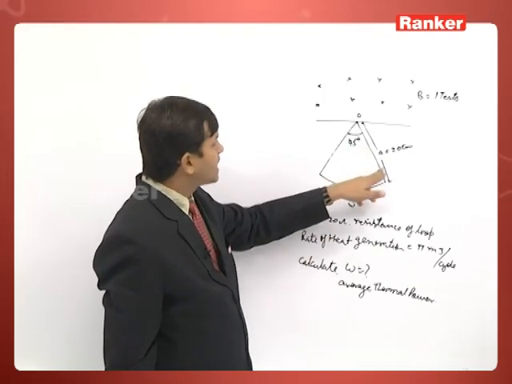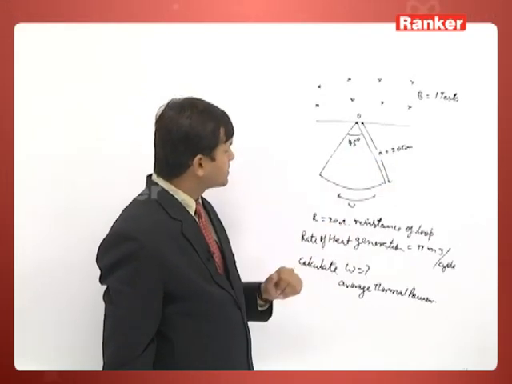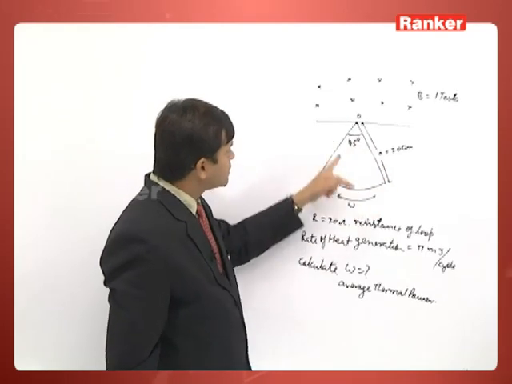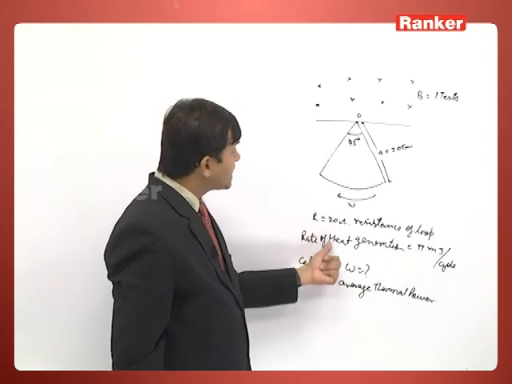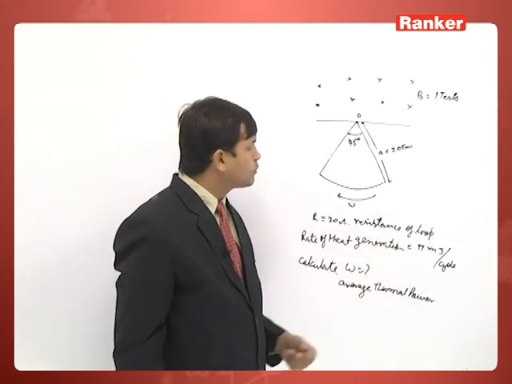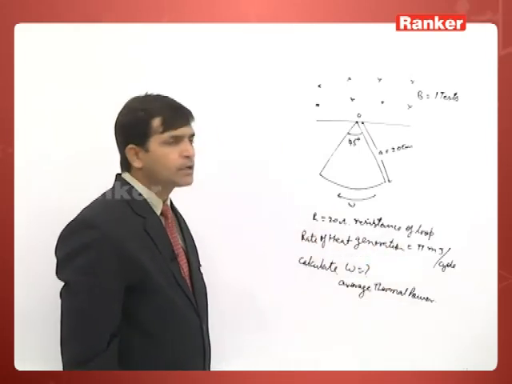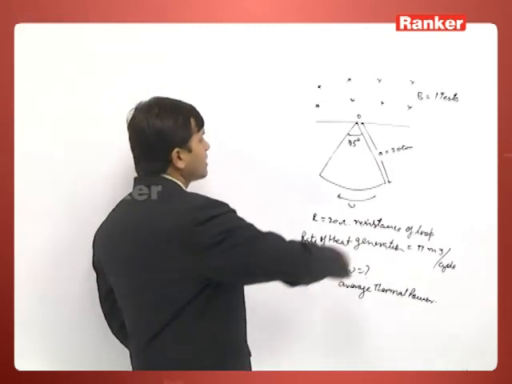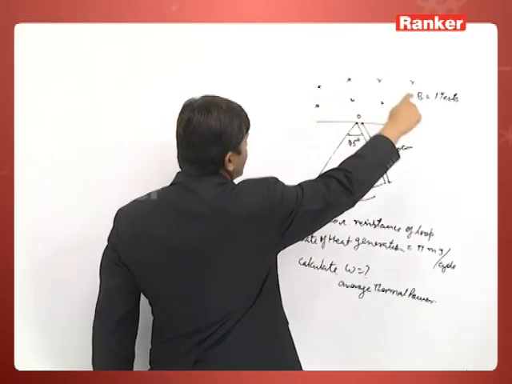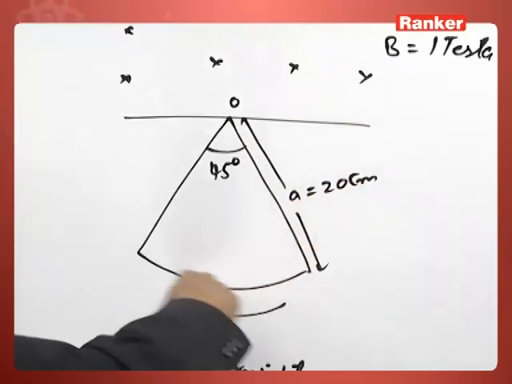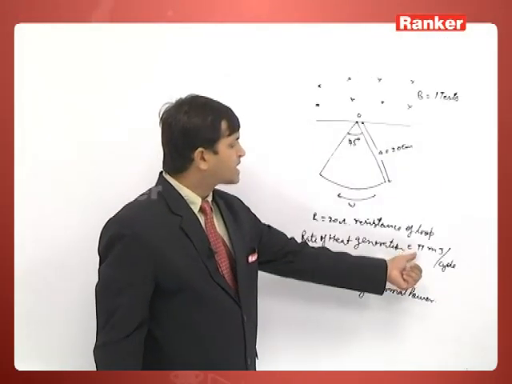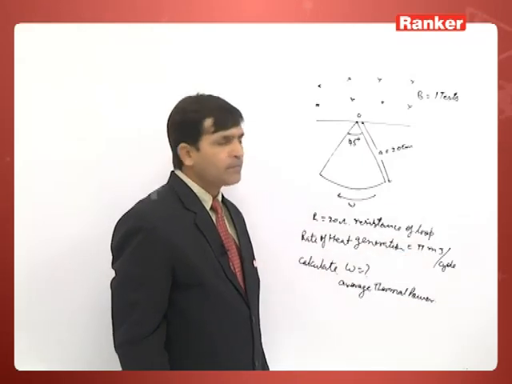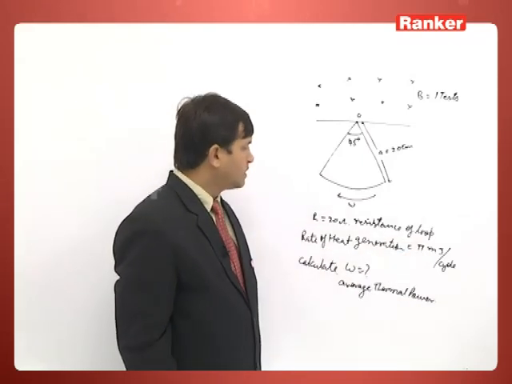And this circular sector has a radius of 20 centimeter, and the resistance of the whole loop is given as 20 ohm, and the rate of heat generation in this loop is given as pi millijoule per cycle. It means when the loop is rotating and completing one cycle or one round, then the heat generated is pi millijoule.